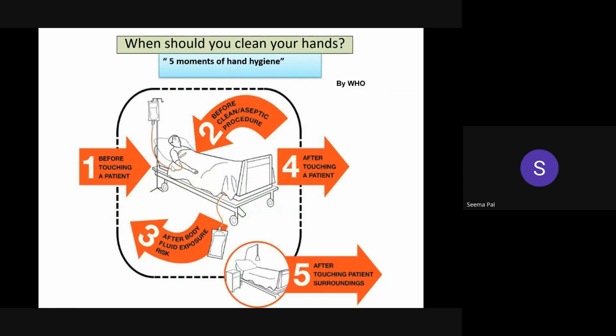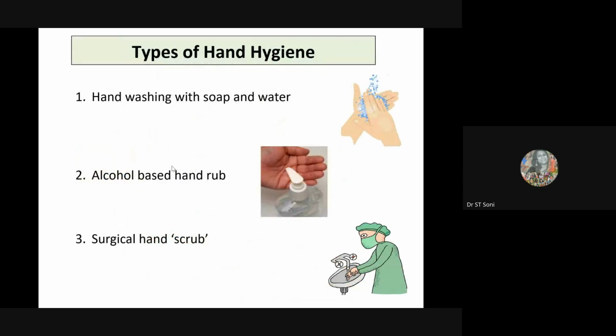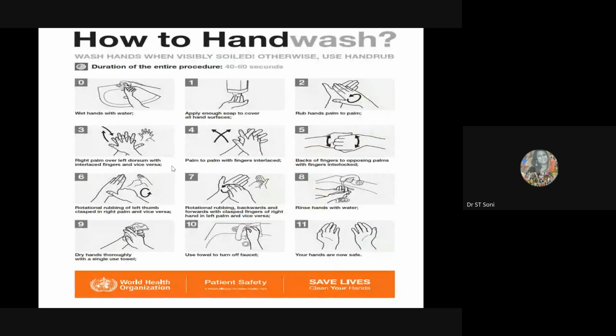So these are the 5 moments of hand hygiene: before touching the patient, after touching the patient, before any aseptic procedure, after blood and body fluid exposure, and after touching the patient surroundings. And types of hand hygiene can be the social hand wash, the hygienic hand wash, which we regularly do in a healthcare setting, and also the surgical hand wash, which we do while performing any of the aseptic procedures.